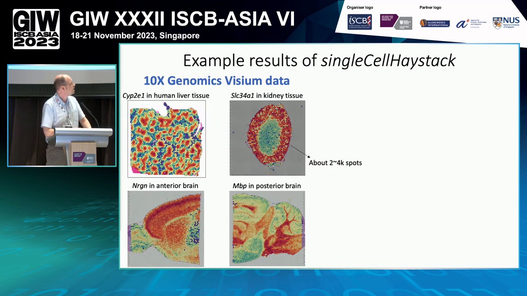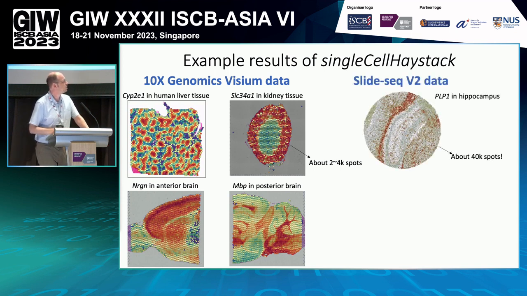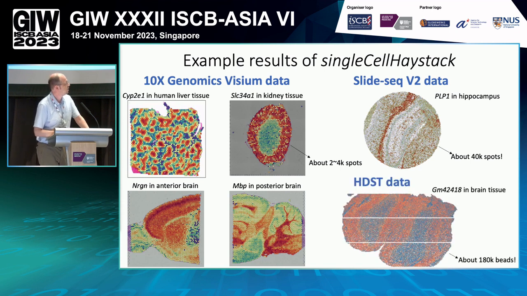So here I'm showing several other examples. This is one of the top scoring genes in a human liver data set. This is one in a kidney data set. These are two mouse brain data sets. So you can see those top scoring genes have a very peculiar spatial expression pattern. But you can also use it on Slide-seq version 2 data, or you can use it on HDST data, for example. So I think it generally works. Okay.